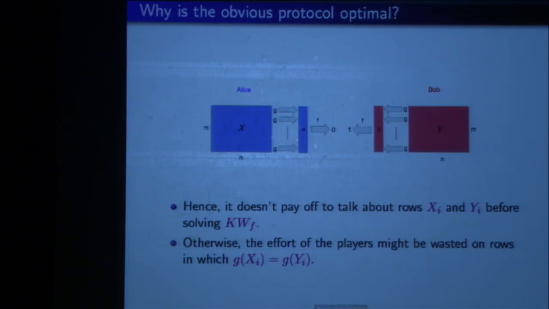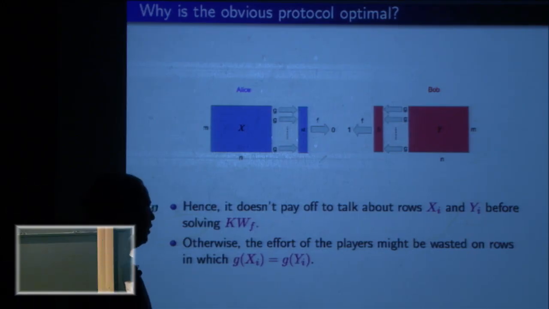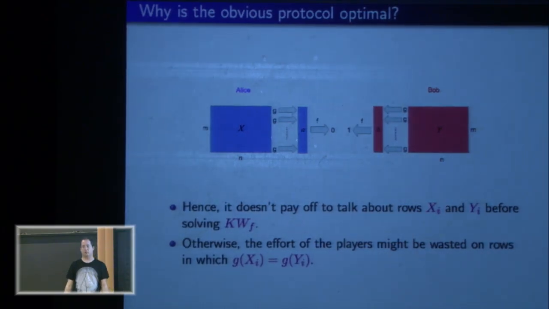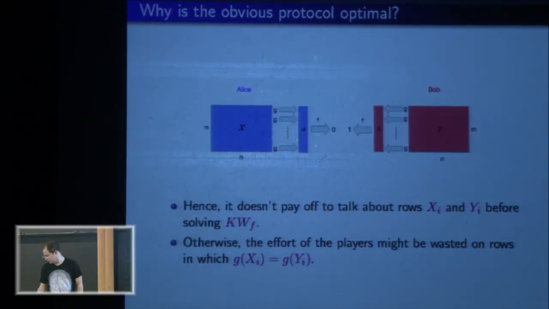So to summarize, it doesn't pay off to talk about individual rows xi and yi before they have solved the Karchmer-Wigderson relation of f, or otherwise they might waste bits and messages on rows on which G of xi is equal to G of yi. Questions? So this is only supposed to be intuition. Right, it's only intuition. But we will turn this intuition into a proof.